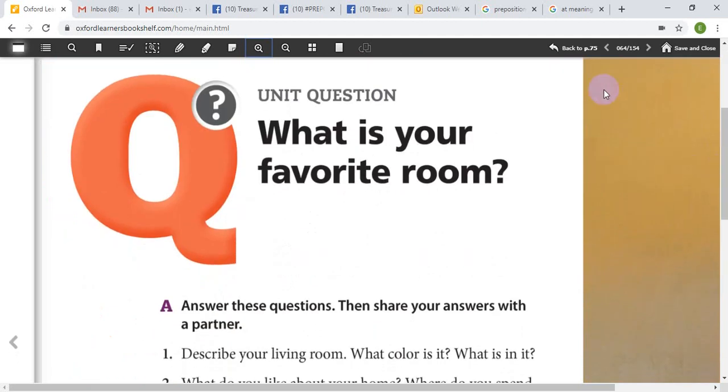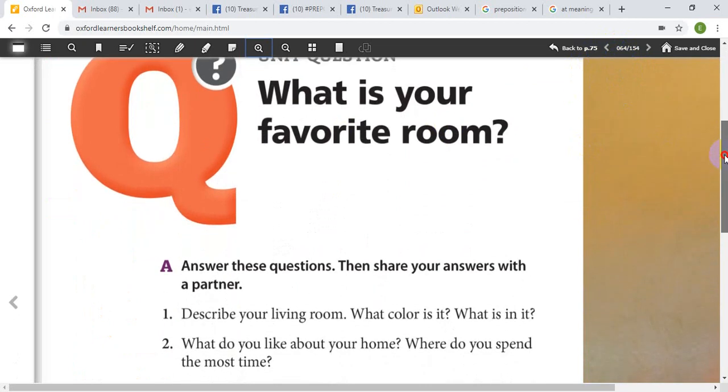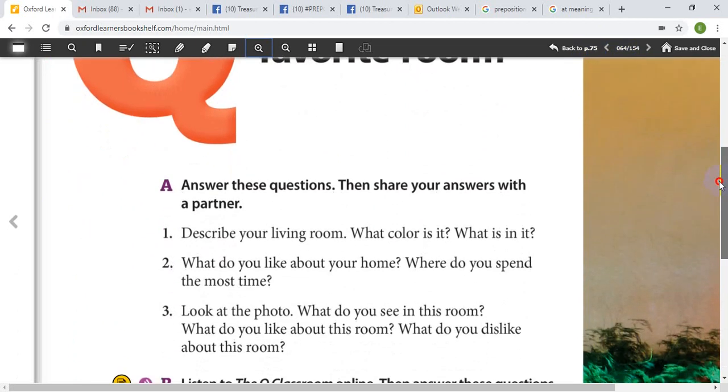What is the unit question? This is page number 64. What is your favorite room? Now, this is a very interesting question. You are going to think about it and answer these questions, okay? Then you're going to share answers with a partner. You can ask your friend, anyone in your family, your sister, your mother, your husband, anyone, and you're going to compare your answers or share your opinion with anyone.